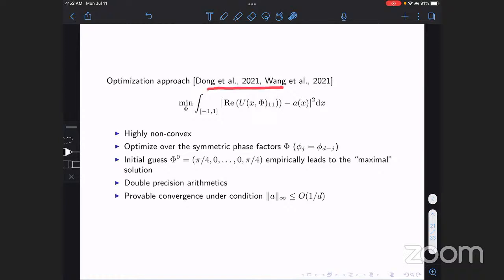But in these 2 papers, what they showed is that if you start from a good initial guess, you will actually lead to the right solution, or at least one correct solution. Empirically it leads to the correct solution. The one advantage of this optimization approach is that it can be done in double precision arithmetic. And these 2 papers also prove this under the assumption that the infinity norm of the polynomial is smaller than 1 over d.